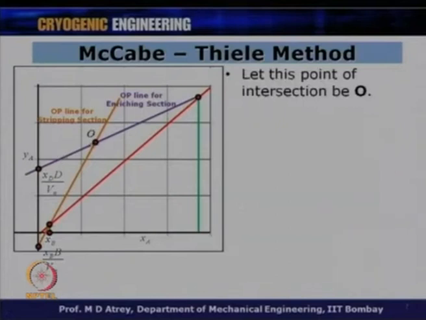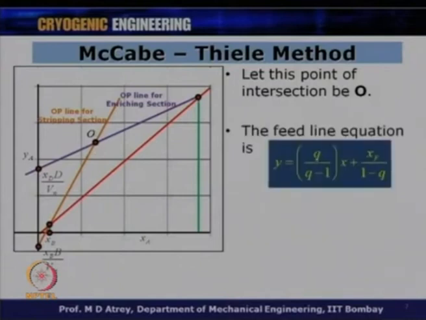Now, let us assume that these 2 lines intersect at a point O, and this denotes the feed condition. The feed line equation is y is equal to q upon q minus 1 into x plus xF upon 1 minus q, and this is what we had seen, that the slope of the q line or the feed line is q upon q minus 1, and it is the value of q which will decide the slope of this feed line, while its y intercept will be xF upon 1 minus q.